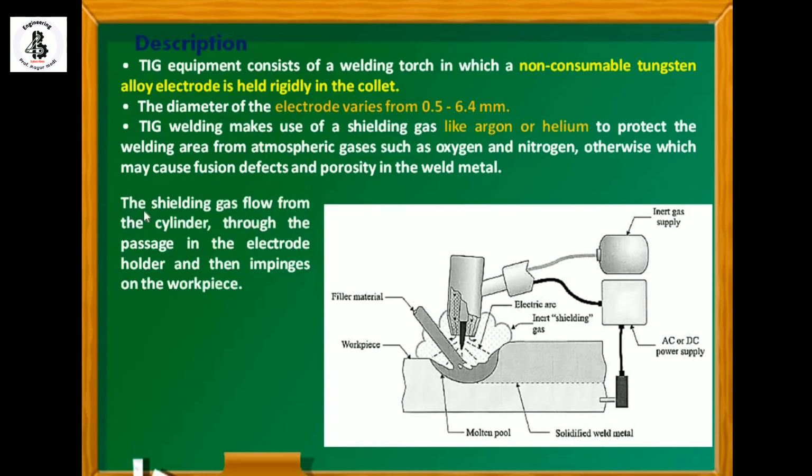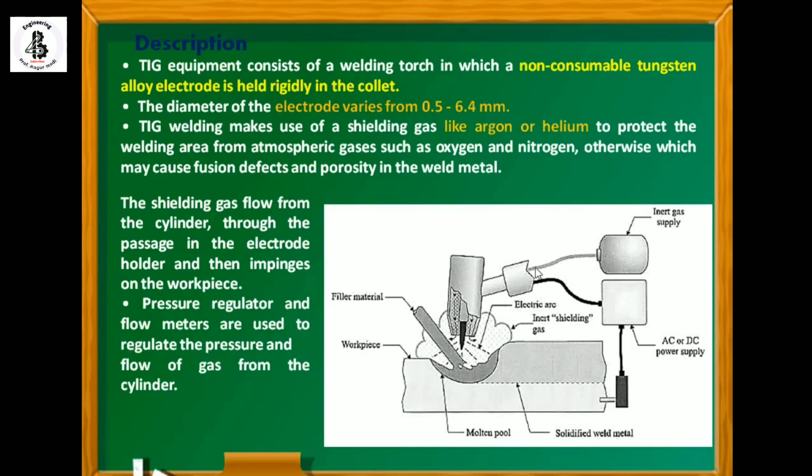So this shielding gas flows from a cylinder through a passage, is provided into the electrode holder, and then impinges onto the workpiece material. The pressure regulator and flow meters are used to regulate the pressure and the flow of gas from the cylinders. Either AC or DC can be used to supply the required current.